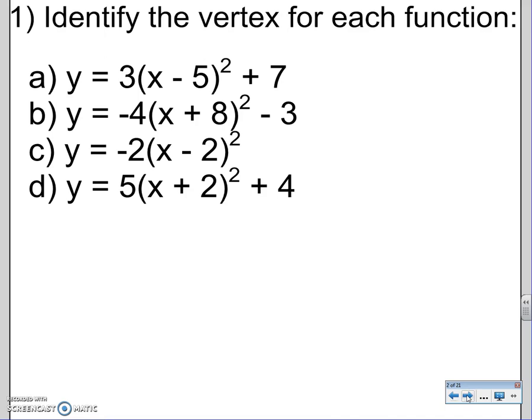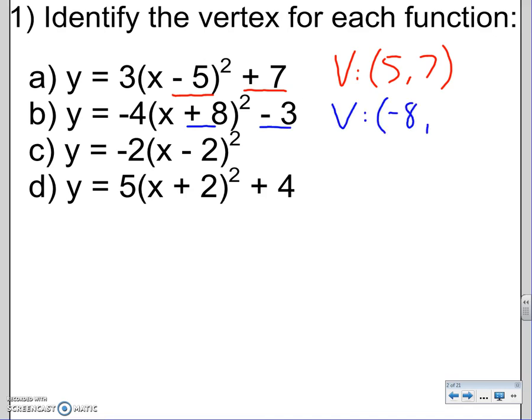These are all vertex form. The vertex is h comma k. It's basically the opposite inside, and then keep the outside the same. So my vertex for the first one is positive 5, positive 7. For the second one, change the inside. Remember that plus 8 means left 8. Left 8 is negative 8, comma, leave k the same.